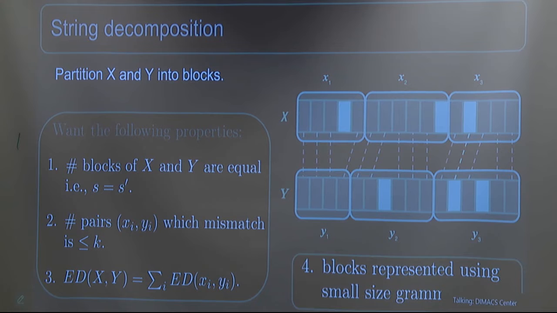So the last property is that the block sizes should be small. By size I mean the size in which the block will be represented. That should be small. And all these properties should hold with high probability. If this happens, then I call my decomposition well aligned.